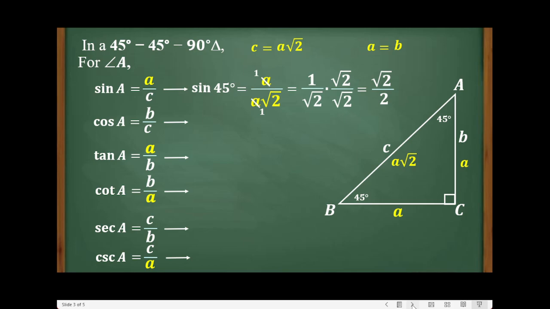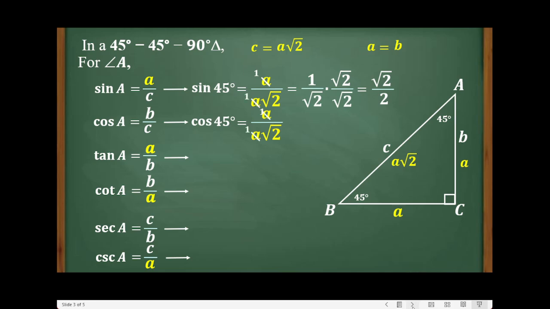Next, how about cosine of A? That is also cosine of 45 degrees. That is B over C. Since B is equal to A, we could replace B by A, then over C, which is the same as A square root of 2. And just like the first trigonometric ratio, we have a common factor of A from the numerator and denominator, so we can cancel this out.